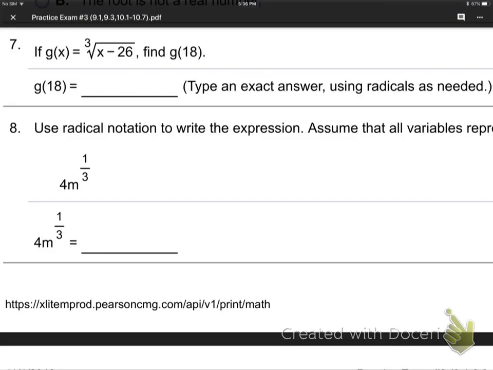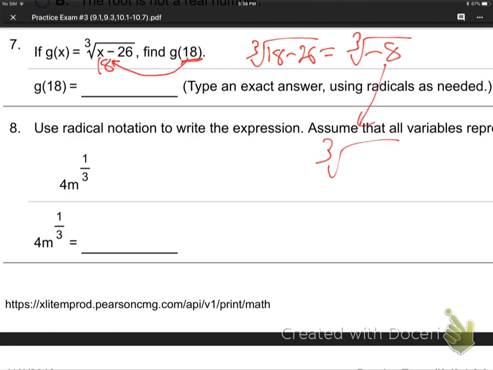Okay, number 7. So find g of 18. So I'm going to plug 18 in there, right? It goes in right there, so we get the cube root of 18 minus 26, which is the cube root of what? Minus 8. And so what's that? Well, that comes down to the cube root of minus 2, minus 2, minus 2. And, okay, we get 3 of these in, sends 1 out, they're gone. So that's the answer, -2.